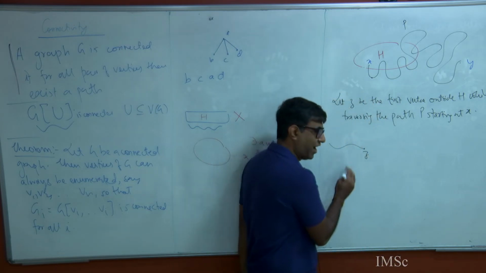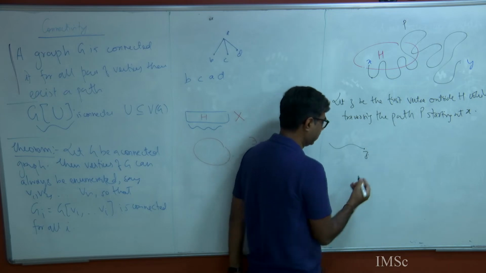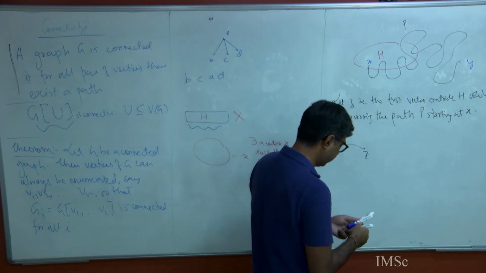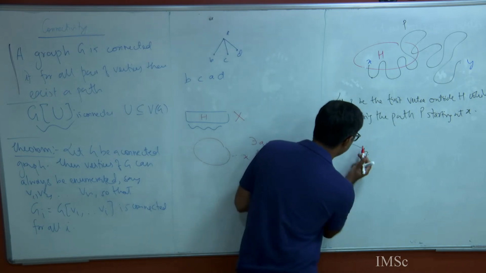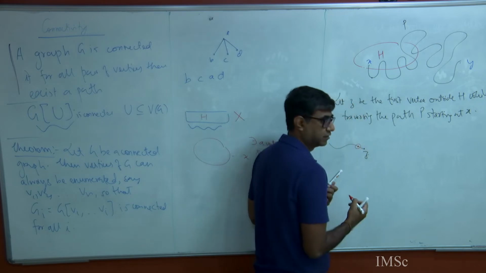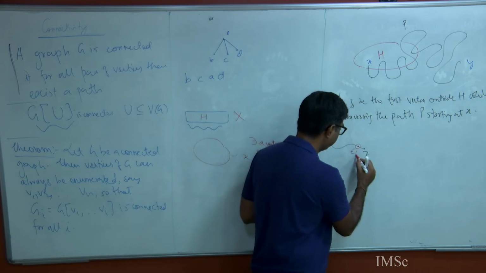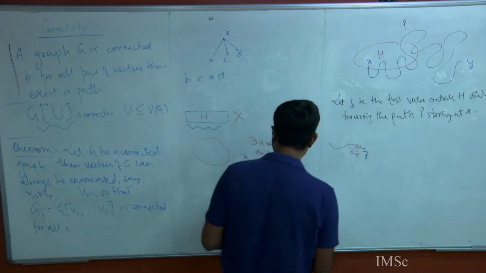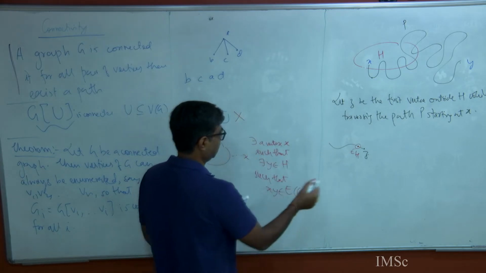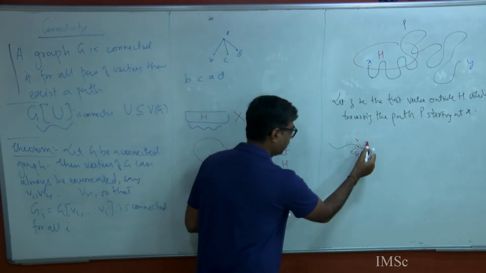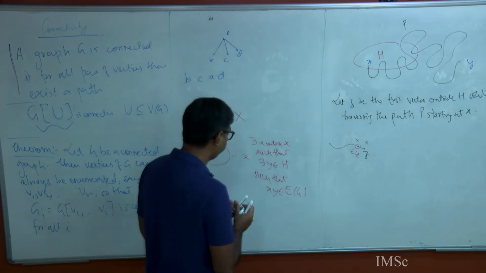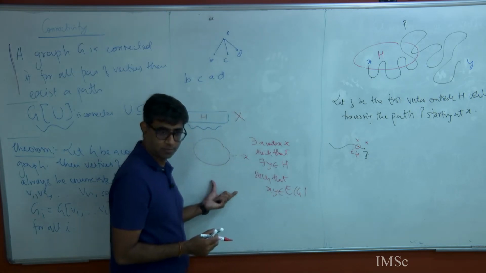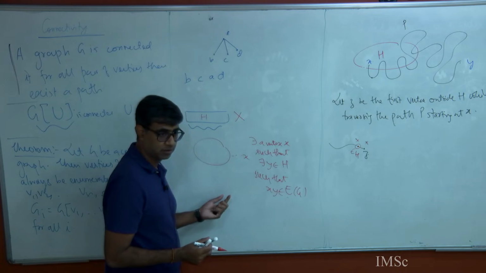But Z is the first vertex where we leave H. Then where is its predecessor? The predecessor is this, and where is this? It's inside H. So now I have found a vertex inside H and one outside, and that has an edge. So this property is actually true. Then we need to prove it.